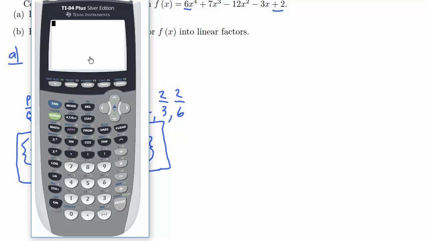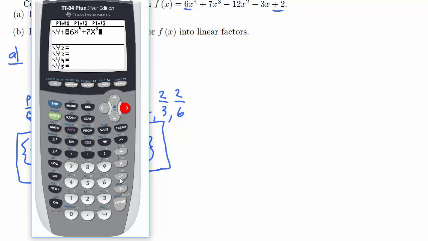So what we're going to do is go to the calculator and type this function in underneath y equals. So if you go to y equals, type in 6x to the fourth plus 7x cubed minus 12x squared minus 3x plus 2. So for me it's 6, and then the x is right here, x to the fourth, so caret 4. Now if you have an 84 or one of those newer ones, you have to go to the right to get back down here. If you have an older, say an 83, you don't have to do this. And then plus 7x cubed, again caret 3, and again I'll need to use the right arrow.